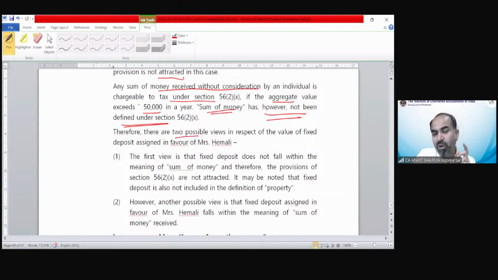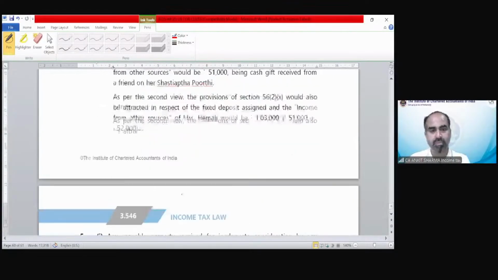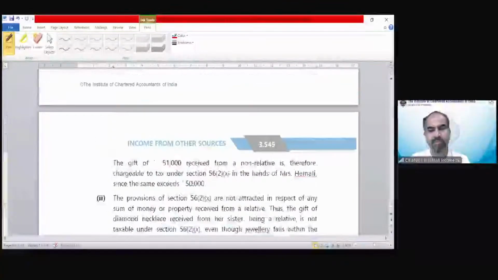Therefore, there are two possible views in respect of the value of the FD assigned in favor of Mrs. Hemali. The first view is that the FD does not fall within the meaning of sum of money, and therefore the provisions of section 56(2)(x) are not attracted. So that amount is not going to be included in your income from other sources. And if it is included as sum of money, then that is going to be taxed under income from other sources. Okay. You can go through this in detail.